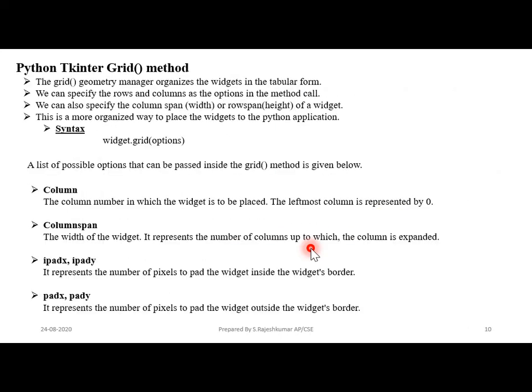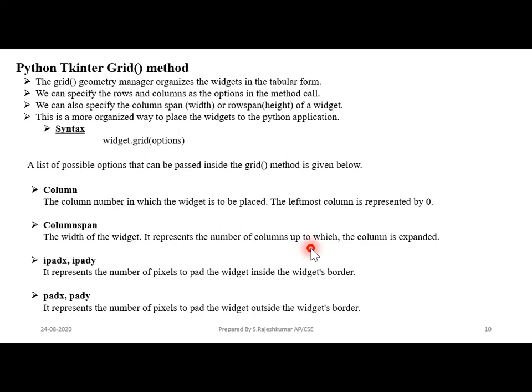Earlier we have seen the pack method, right? The pack method places all the widgets within a block. Here the grid method is a little different. The grid method organizes the widgets that you are going to use in your GUI program in a tabular format. In a tabular format, you can represent the row and the column of your widget: in which row the widget should exist, in which column the widget should exist. So we can specify that.